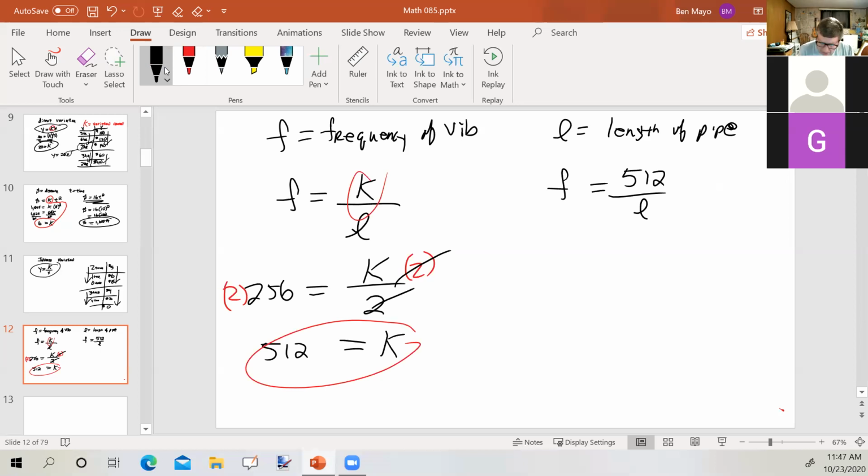Follow-up question. How many times per second will a 6-foot pipe vibrate? So 512 divided by 6, and we get 85.3 repeating, which is 85 1/3 times.